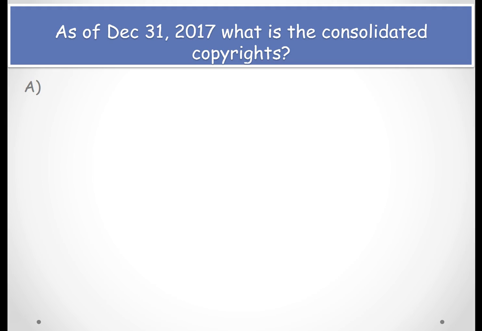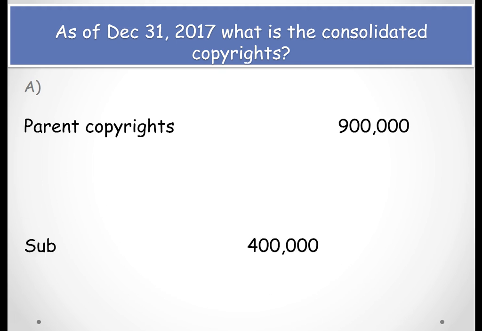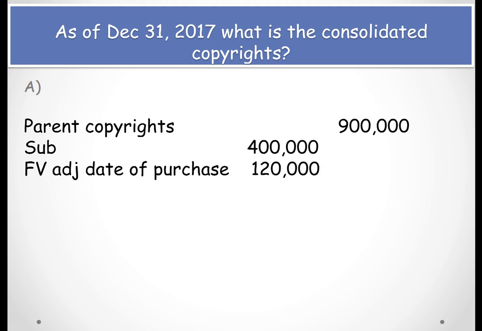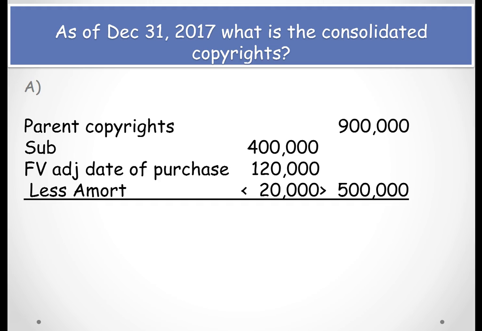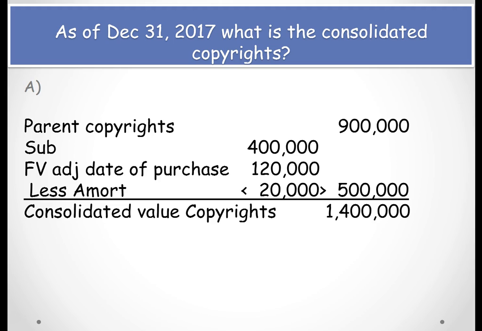So as of December 31st, what is the consolidated copyright? It would be the parent's copyrights plus the sub plus the adjustment at the date of purchase minus the amortization for the year. And our consolidated value for copyrights is $1,000,004.